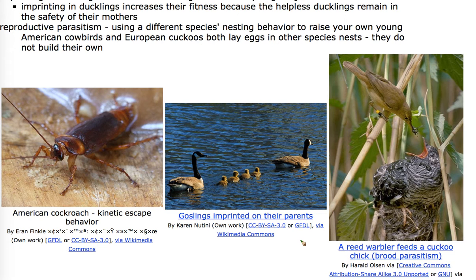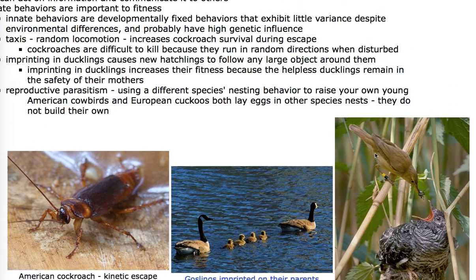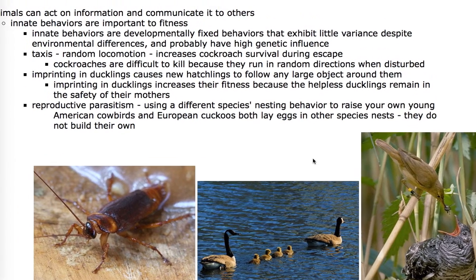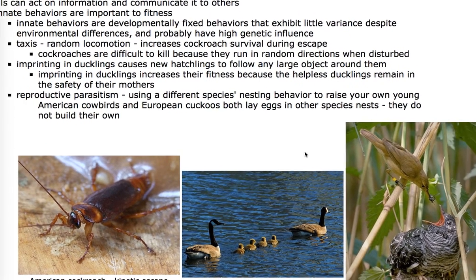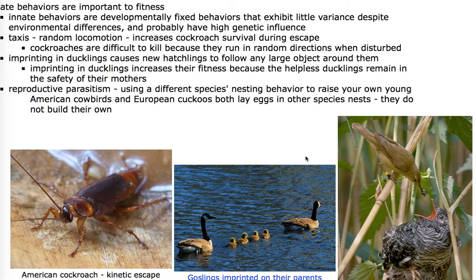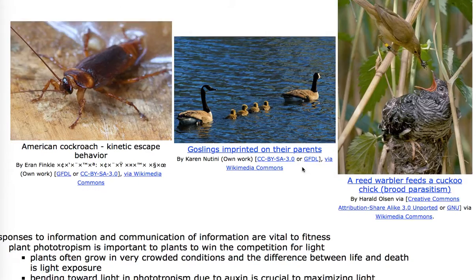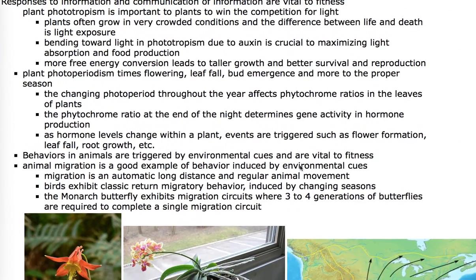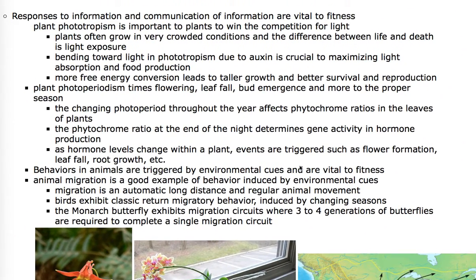one species using another species to raise its young, which is kind of a behavioral parasitism, but nevertheless it is a parasitism. All of these are examples of animals acting on information. The cowbird had to see the reed warbler nest. It laid an egg in the nest, and the baby hatched in the nest. It's doing things at the right time and communicating that information to the organisms around you.